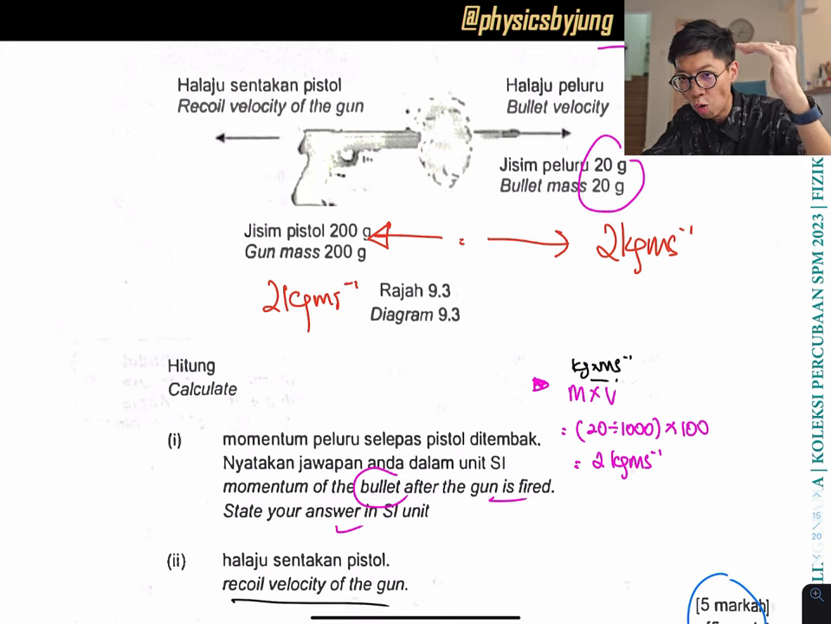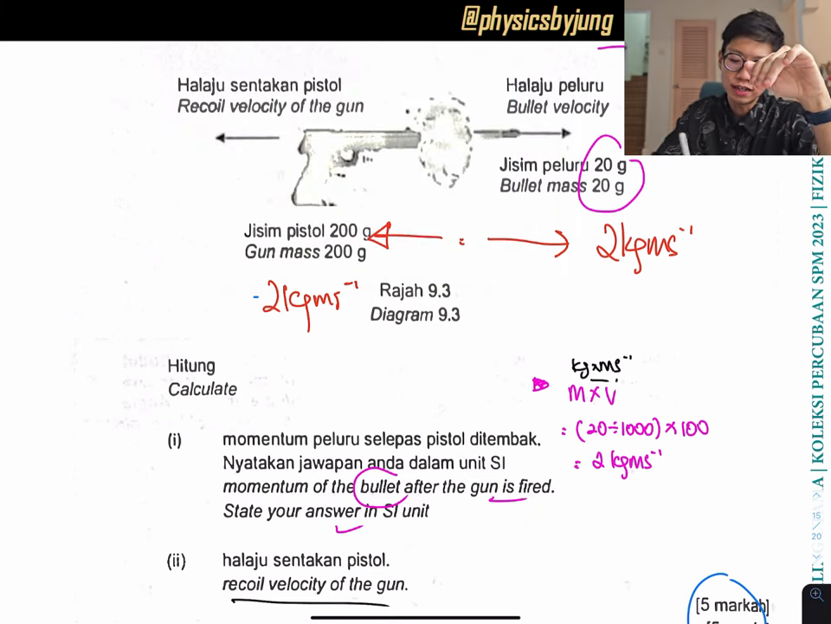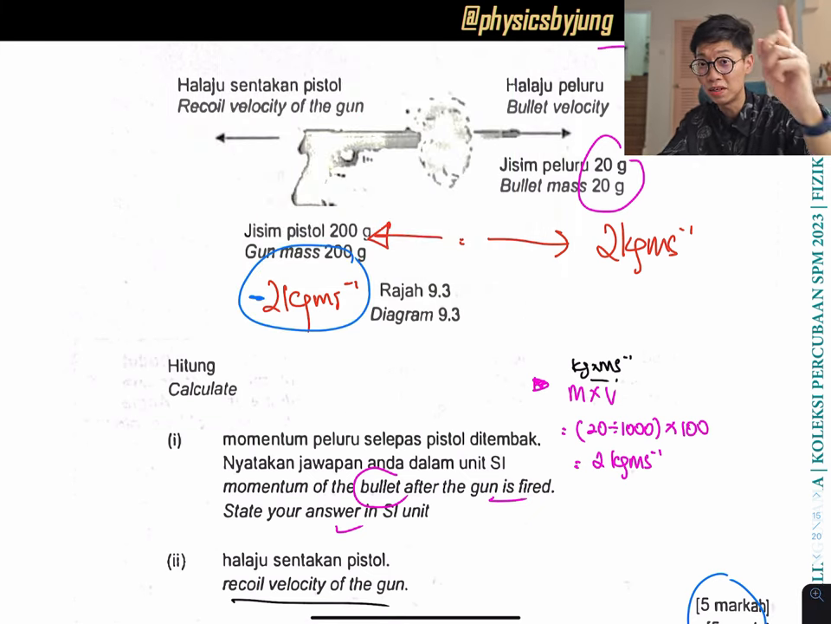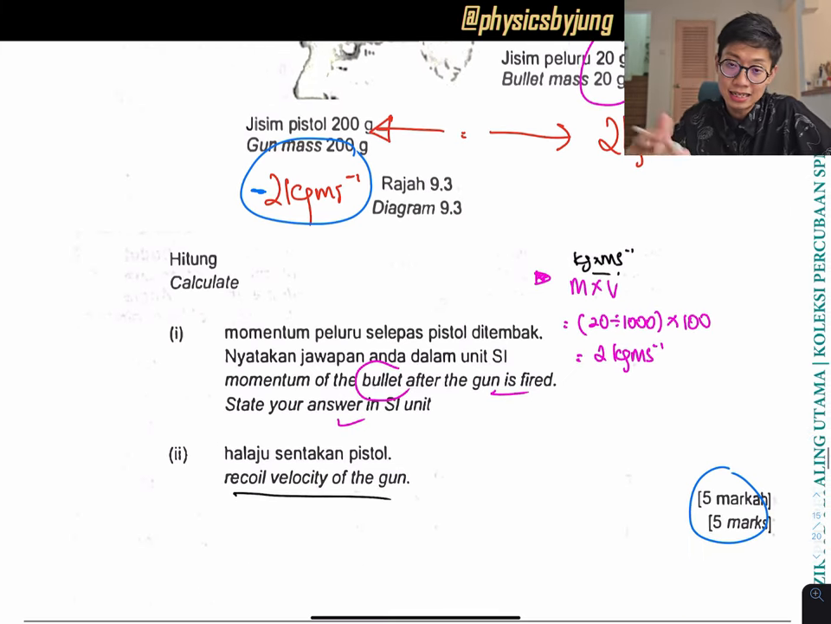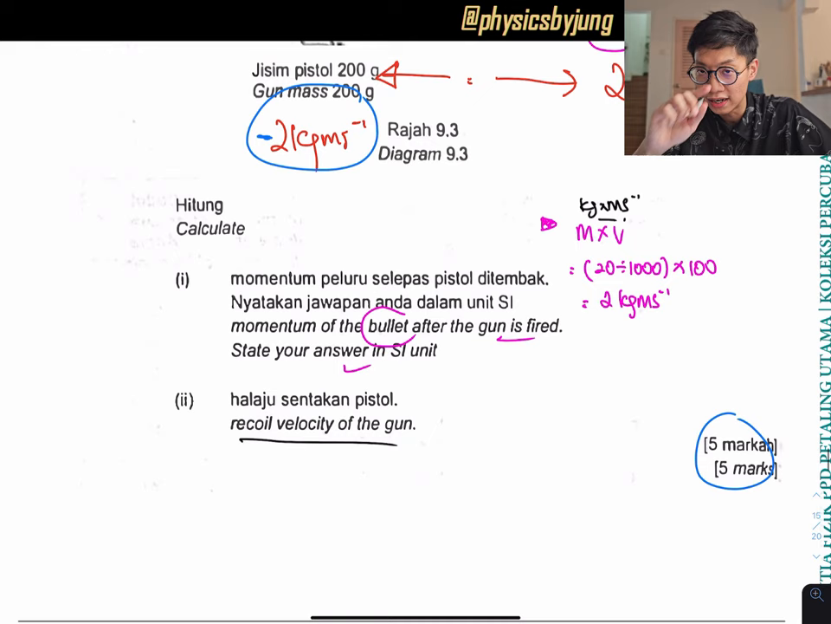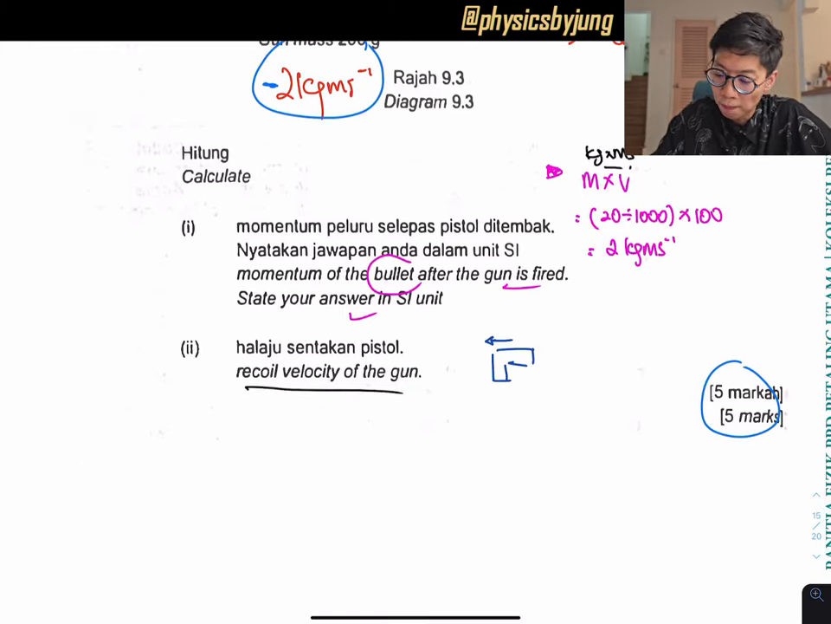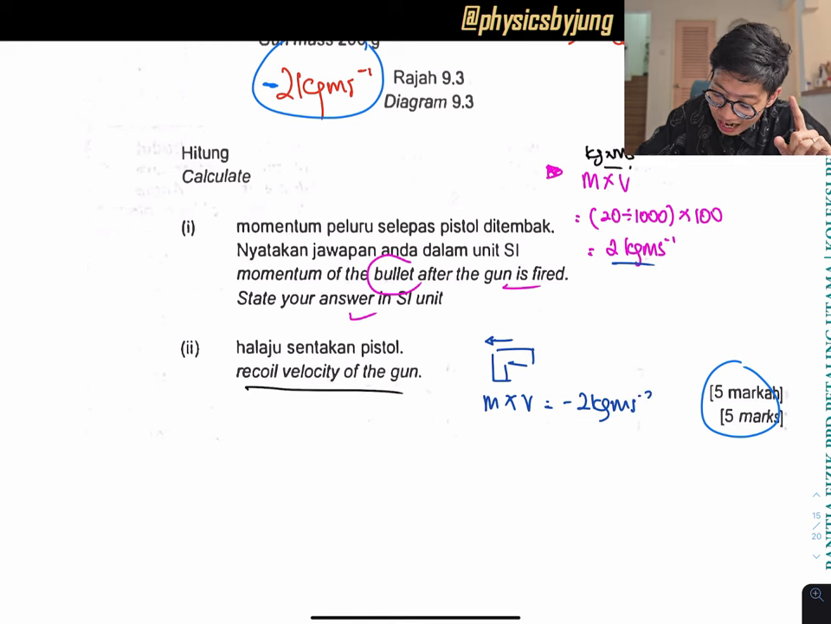But those OG students, like those gang one, they know that this one has to be negative 2 kg meter per second. Why? Because the gun is moving backwards, the bullet is moving forward. So although in the mark scheme they might or might not care, if they don't care, then you're lucky. But if they care about this and you don't put negative, you will lose marks. So for me, as a teacher, I will try to do a better practice. This moves backward, so mass times velocity, if the forward is 2, then my backward is negative 2 kg meter per second.